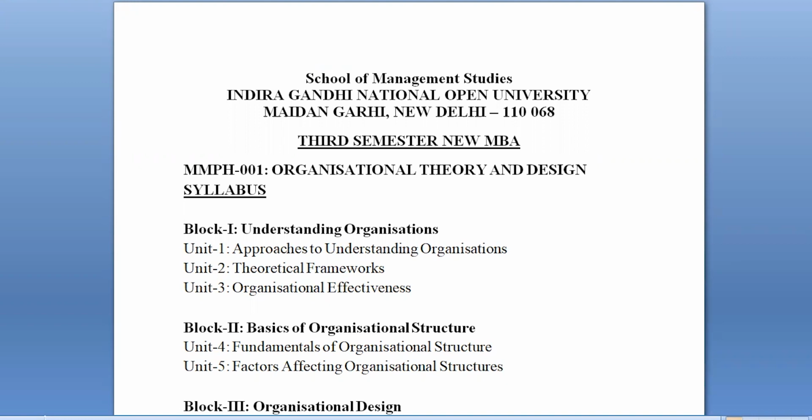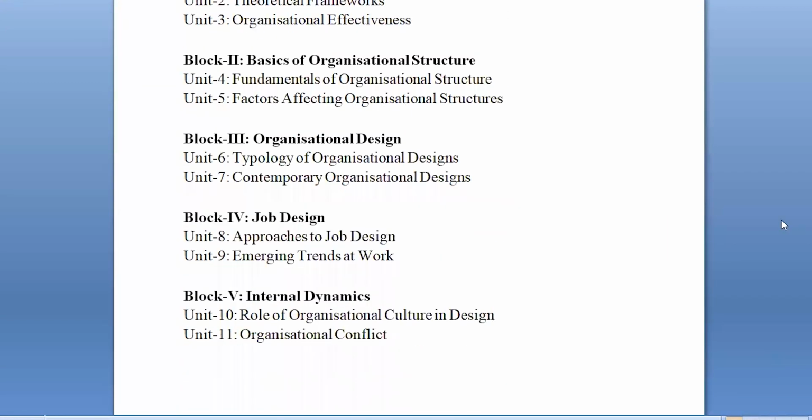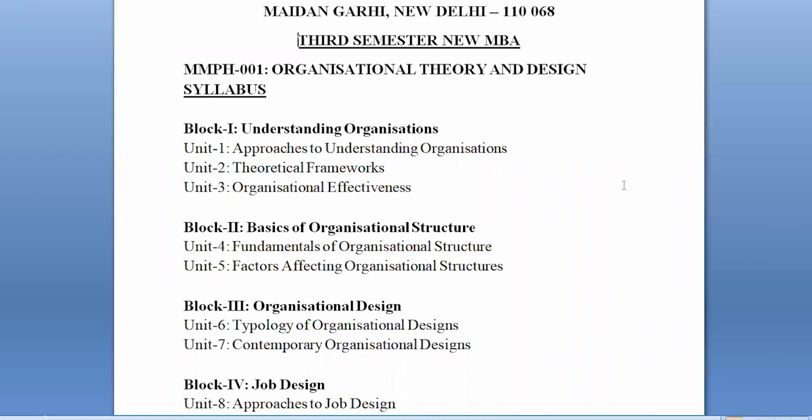The course code is MMPH 001, Organizational Theory and Design. The syllabus of this course is there in five blocks, and one by one I am going to read them out. Block 1, Understanding Organizations. Unit 1 is Approaches to Understanding Organizations. Unit 2 is Theoretical Framework. Unit 3 is Organizational Effectiveness.